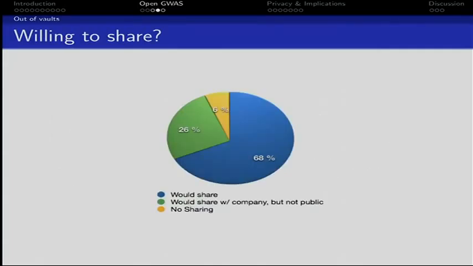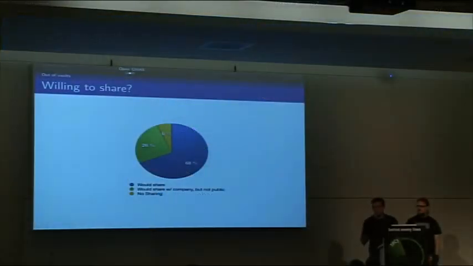And we made a small questionnaire. We asked around 200 people if they wanted to participate or if they wanted to share their data. 68% would share their data, and 26% would share their data, but not with everybody, only with the researchers. And only 6% would not share their data at all.